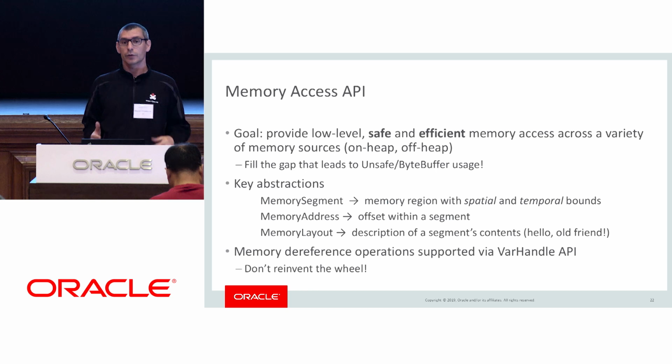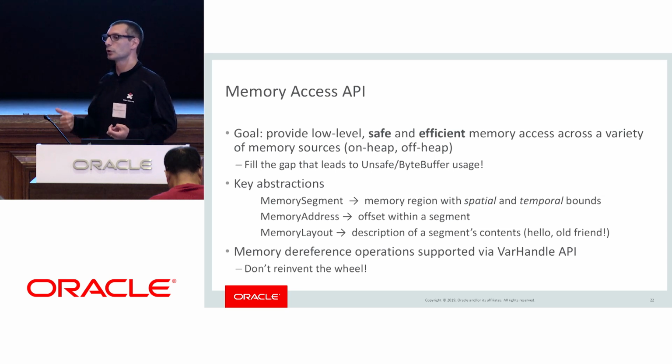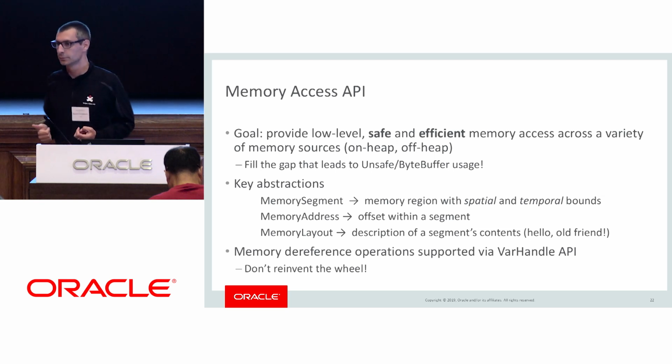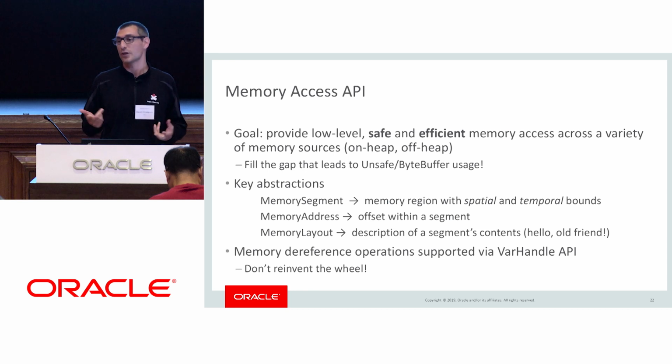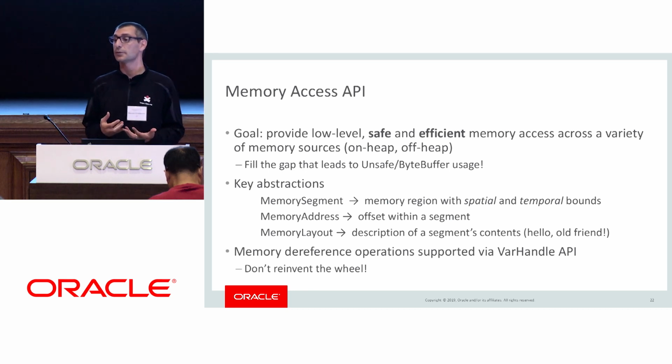The goal here is to have a general API that works on basically any memory sources, on heap, off heap. I called it the foreign memory access API. And it has to be safe and efficient. By safe, I mean that it should not crash the VM, ever. And by efficient, I mean that it should be as fast as Unsafe. That's kind of my target. It's an ambitious target, as we will see later.